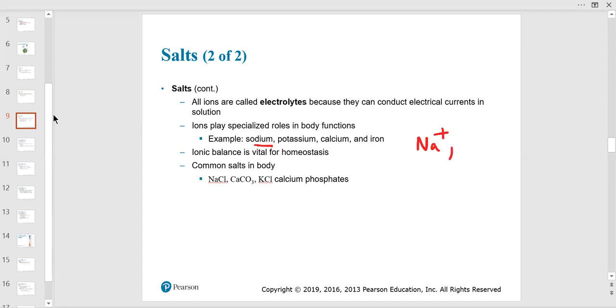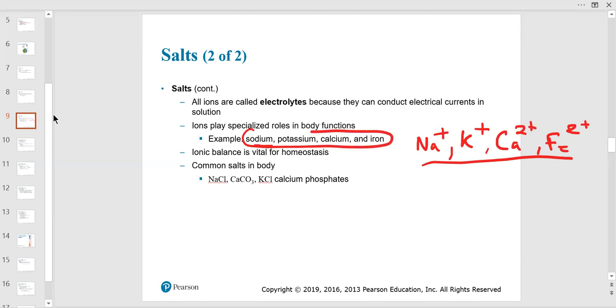So sodium, potassium, calcium, iron, all electrolytes, magnesium too, fluoride. But this is a really good list, because these are the ones we really need to know. And I should throw chloride in there too. It's the only negative one.